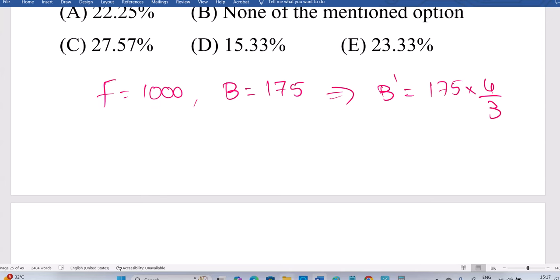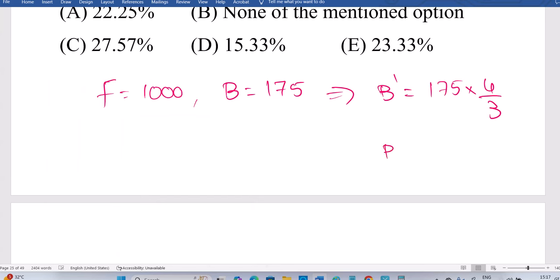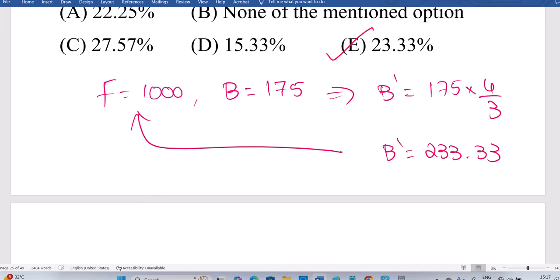Right? So this is a bit of a fraction, otherwise the time taken is not that much. So 175 into 4 divided by 3 is 233.33. Now Bendix's salary with respect to the front salary is 23.33, option E. Option E is the answer.